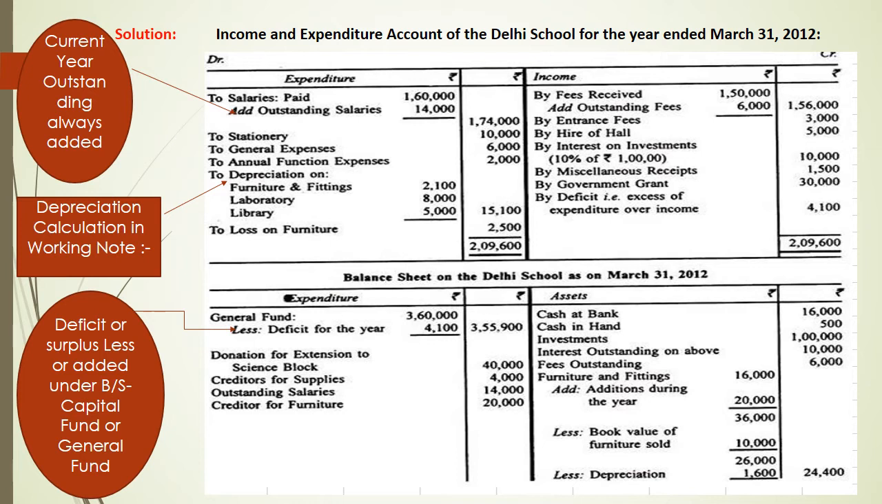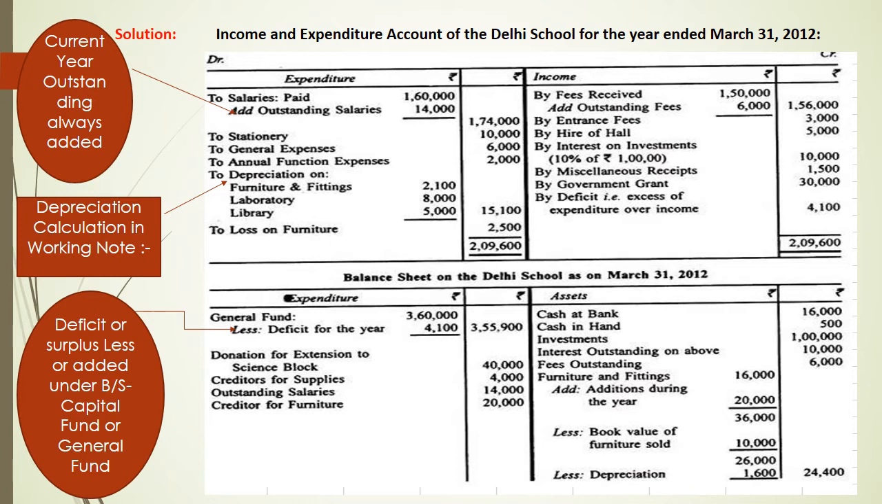Government grants are 30,000. This government grant is of a recurring nature. If a specific purpose were mentioned in the question, it should be recorded under the liability side of the balance sheet. But nothing specific is mentioned, so it should be treated as general. So 30,000 is to be recorded, and the deficit, excess of expenditure over income, is 4,100.